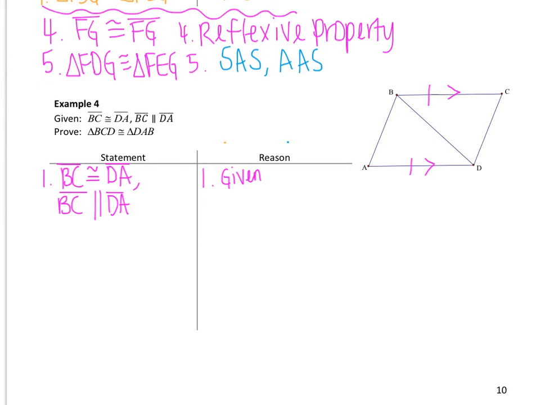Now if I stare at this picture long and hard, I notice that BD is congruent to itself. If I were to separate those two triangles, BD is in both of them. That's why it's congruent to itself. The reason for that, again, is because of the reflexive property.